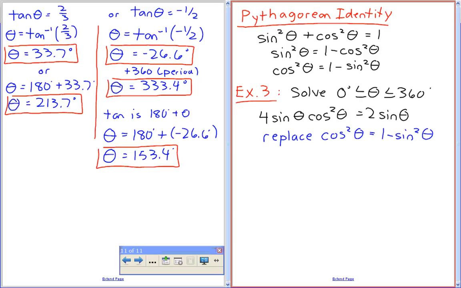So it's going to be 4 sine theta times 1 minus sine squared theta equals 2. Okay, so now we can actually begin to play ball. Okay, not everyone knows what baseball is. It's a game. We begin to play math with this question. Okay, can somebody give me a strategy to solve this one? What might be a useful strategy?